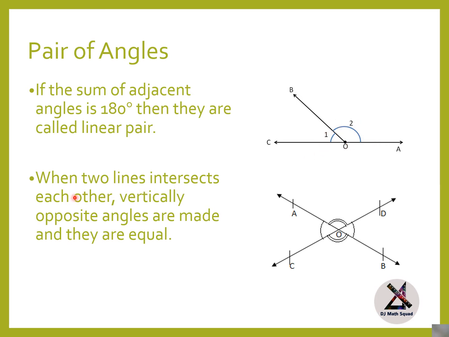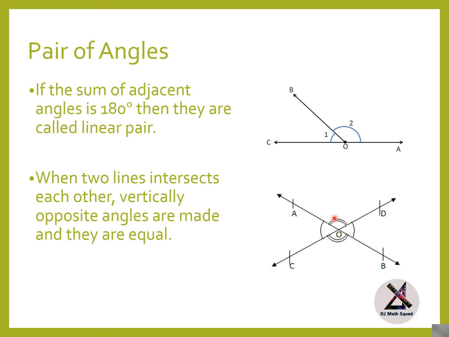Then when two lines intersect each other vertically, the vertically opposite angles are made and they are equal. So here, if you see the marking, this angle and this angle by a single stroke, they are vertically opposite and they are equal. And with double stroke, these two angles are vertically opposite and they are equal.